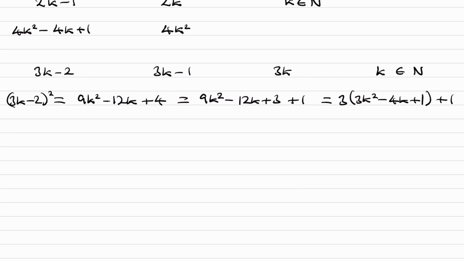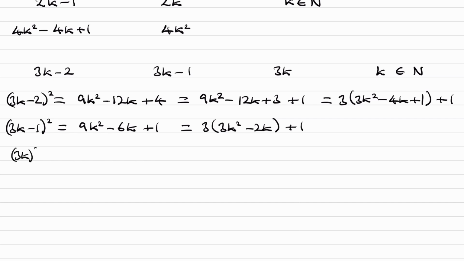Now we can look at 3k minus 1. Square this out, we get 9k squared minus 6k plus 1. Factorize out 3 from the first two terms: 3 times (3k squared minus 2k), close brackets, plus 1. That's again a multiple of 3 plus 1. And finally, 3k all squared is 9k squared, which is 3 times 3k squared. That's a multiple of 3.